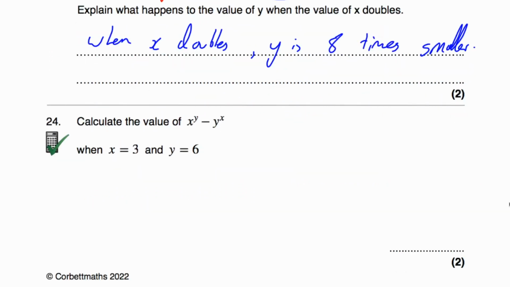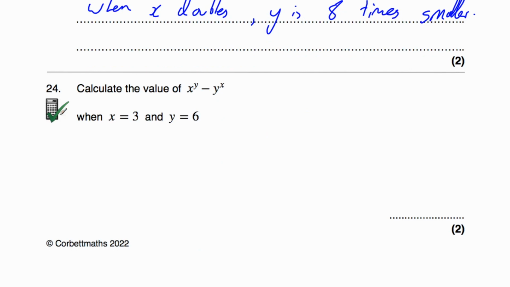Okay, let's have a look at question number 24. So question number 24, and this is a calculator question, and we've been asked to calculate the value of x to the power of y, subtract y to the power of x. And we've been given that x is equal to 3 and y is equal to 6. So let's write that down. So x to the power of y, so it's going to be x, which is 3, to the power of y, so to the power of 6. And then we're going to take away y, which is 6, to the power of 3, which is cubed.